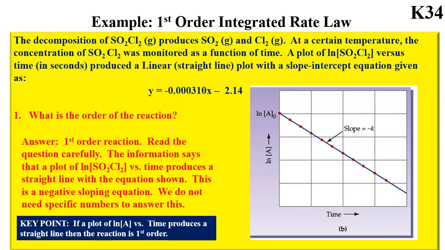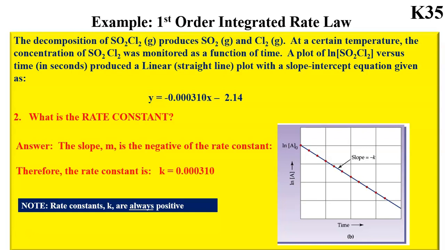The information says that a plot of natural log SO2Cl2 versus time produces a straight line with the equation shown. This is a negative sloping equation. We do not need to know the specific numbers to answer this. So the key point is, if a plot of a natural log of concentration versus time produces a straight line, then the reaction is first order.